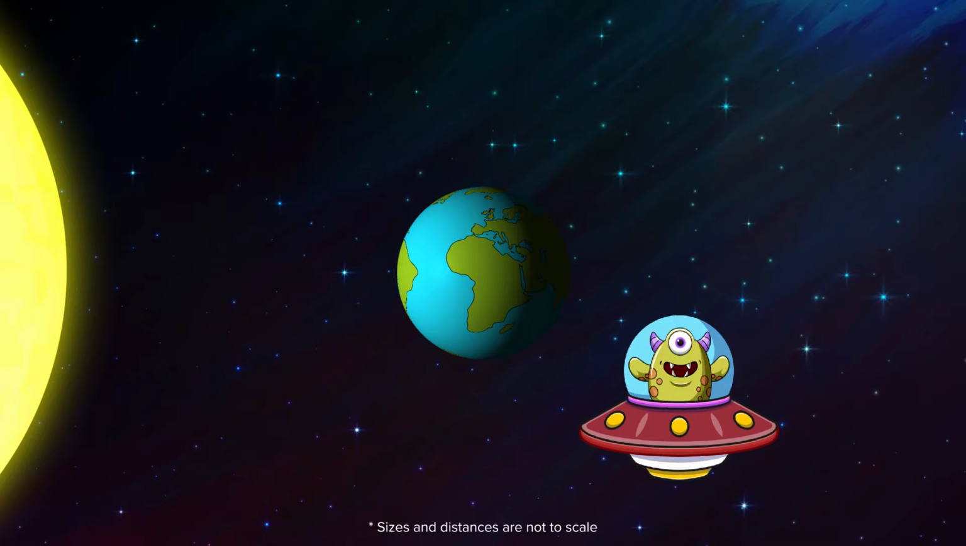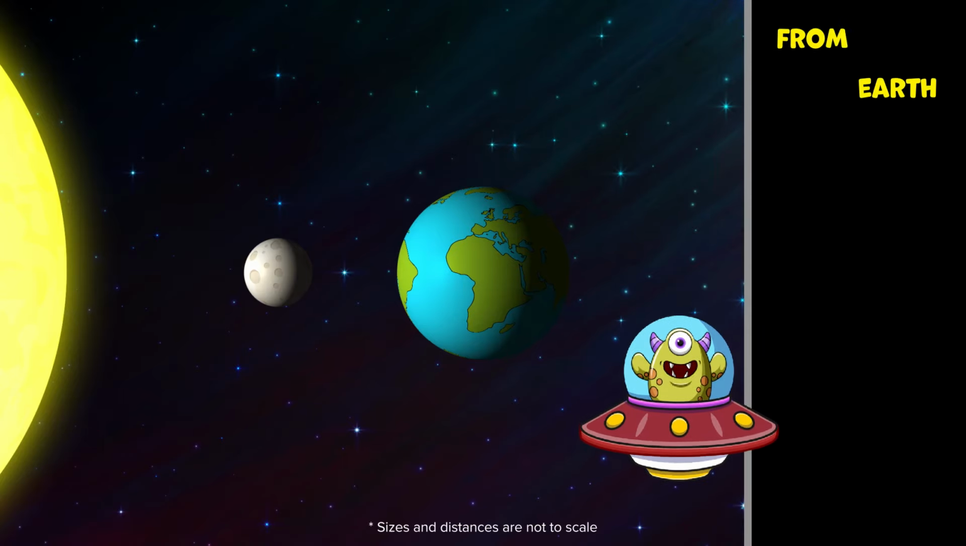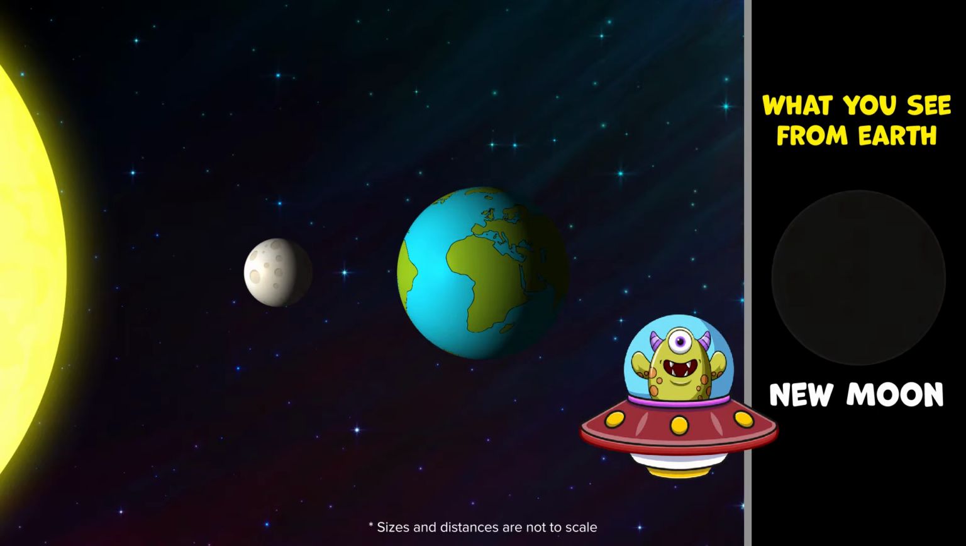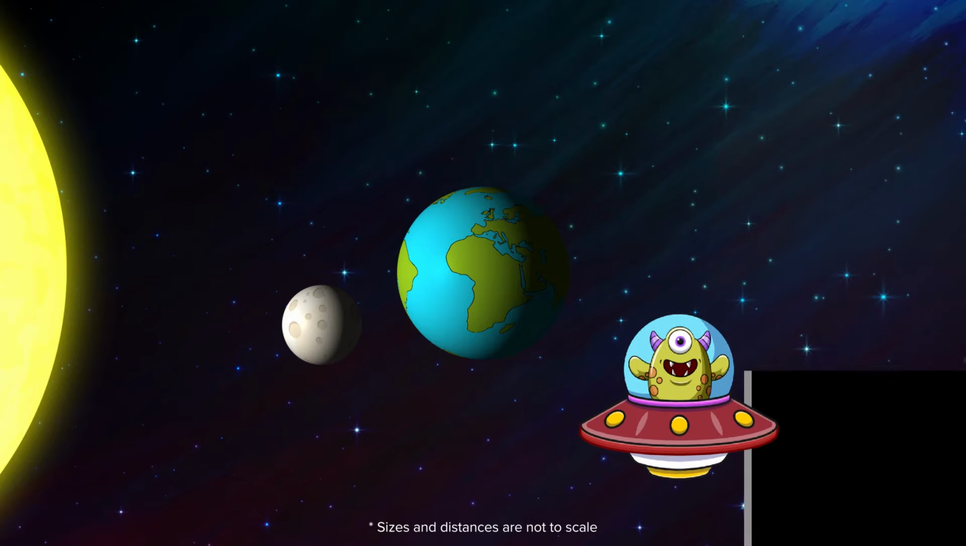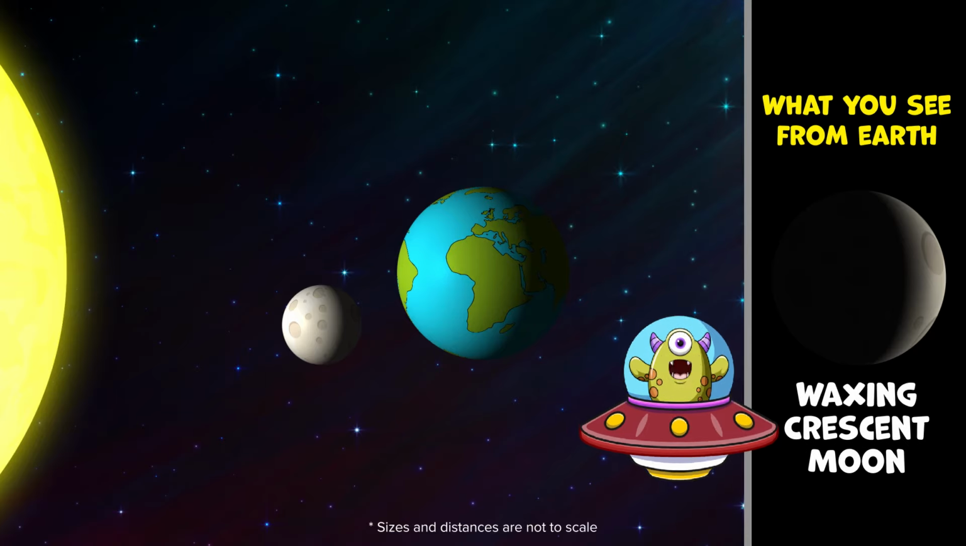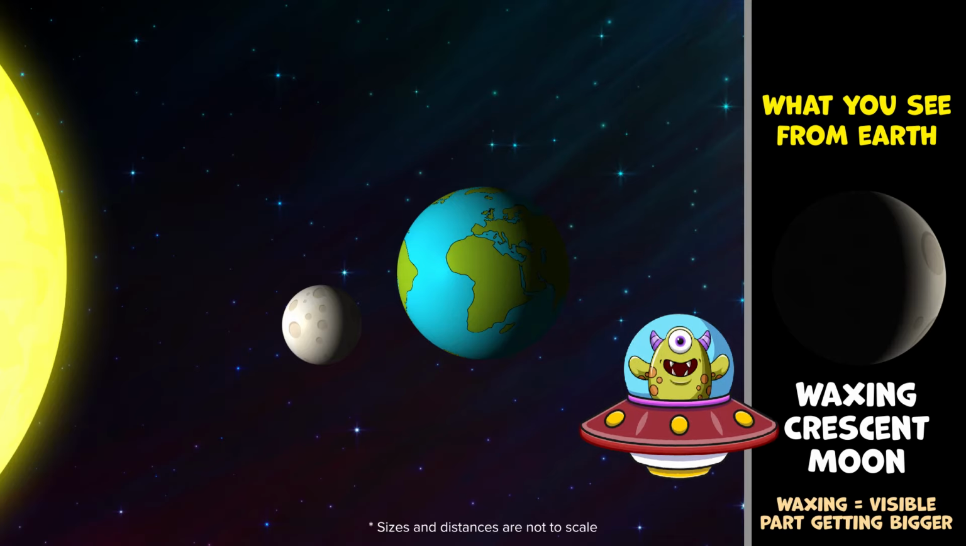When the moon is between the Earth and the sun, the sun is lighting up the far side of the moon, which you can't see from Earth. That means that you see a dark moon, called a new moon. As the moon moves further in its orbit, you start to see a small portion of the lit up side. This is the waxing crescent moon. Waxing means that the moon appears to be getting bigger.